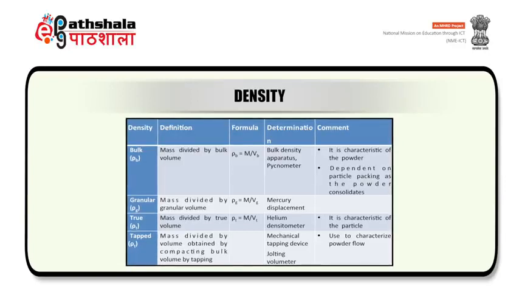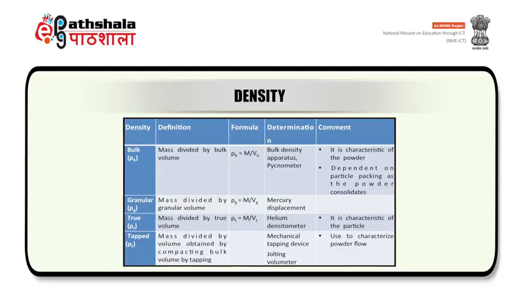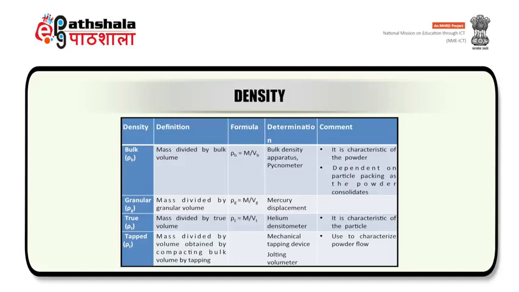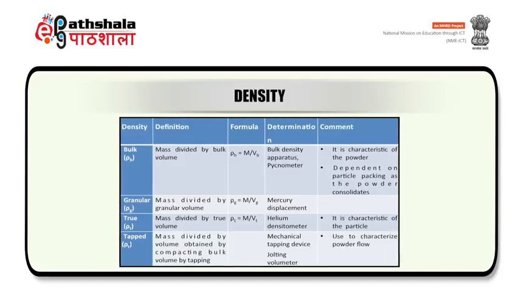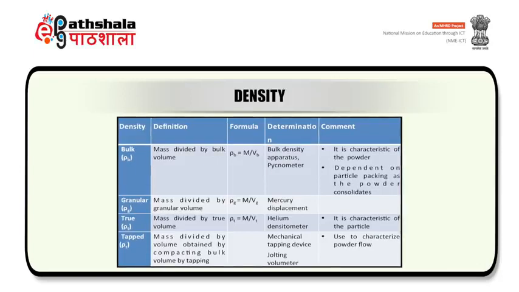The next density is true density, which is defined as mass divided by true volume. It is determined by the helium displacement method. It is characteristic of the particle. The last density is tap density, which is defined as mass divided by the volume obtained by compacting bulk volume by tapping. A mechanical tapping device such as a Jolting volumeter is used for its determination. This type of density is used to characterize powder flow.